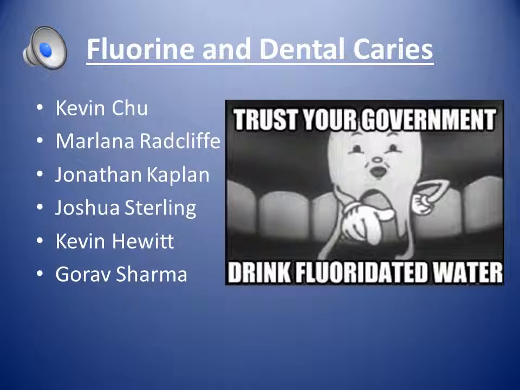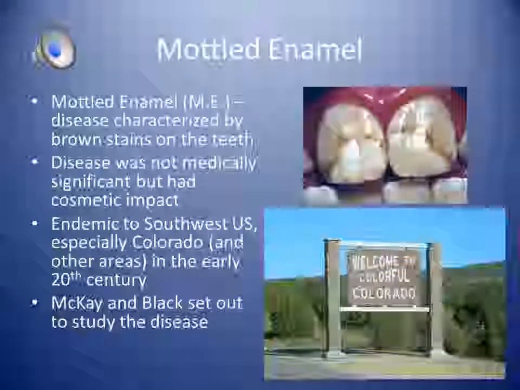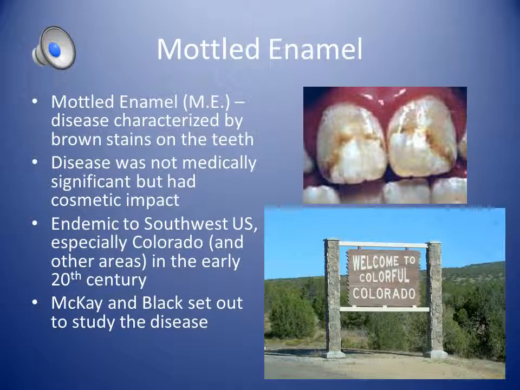This is our project on fluorine and dental caries. In the early 20th century, there was a dental disease that involved a mottling of the enamel in many residents of the southwest United States, although other areas of the United States were affected as well. Those affected could have brown spots on the surface of the teeth. The disease was not medically significant, but had significant cosmetic impact for some.